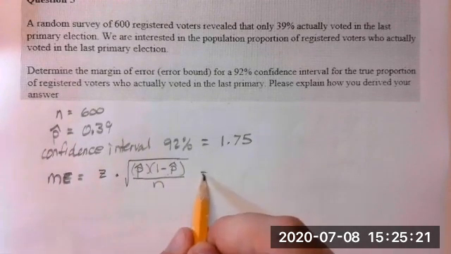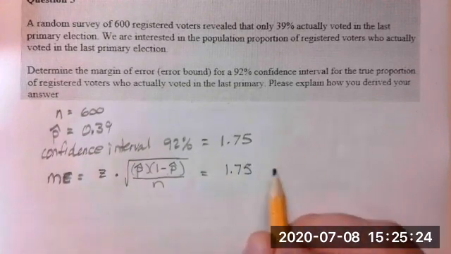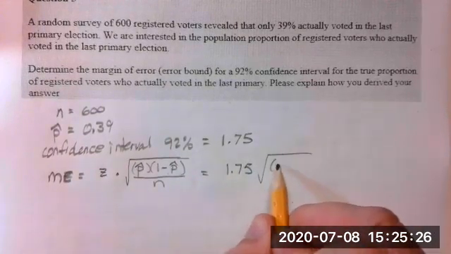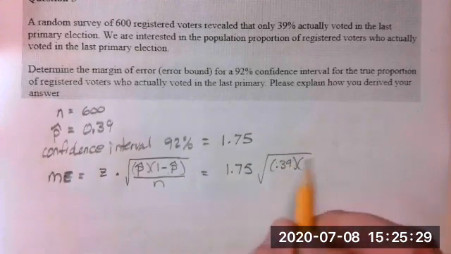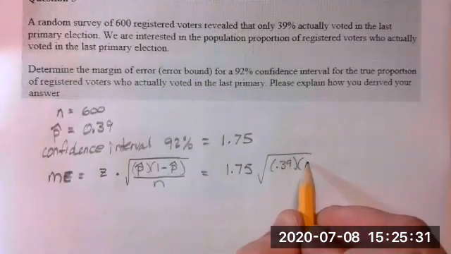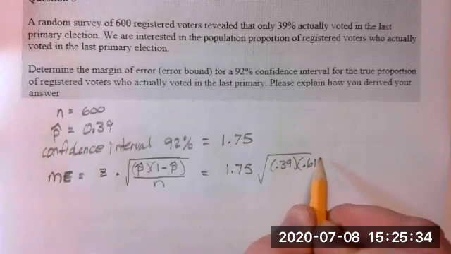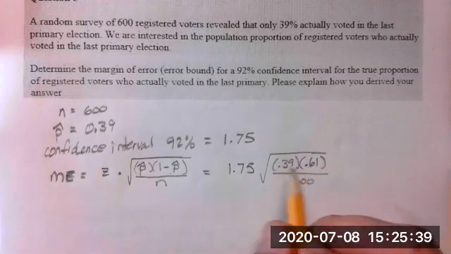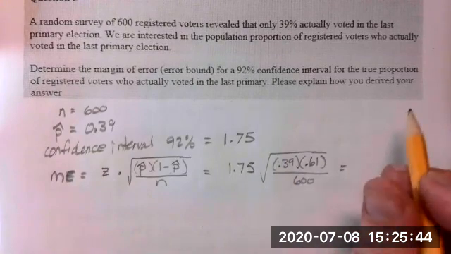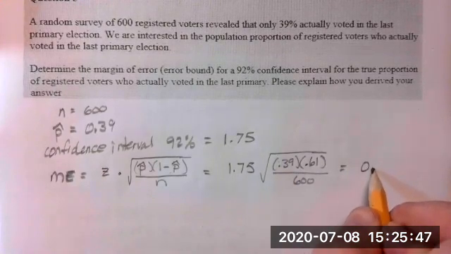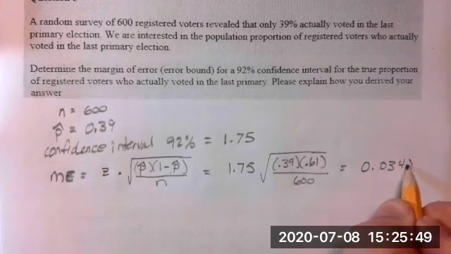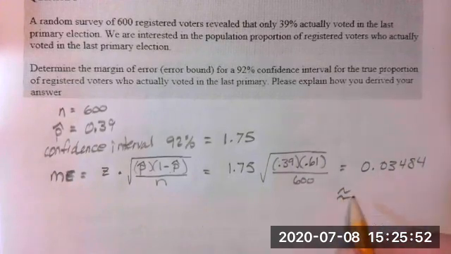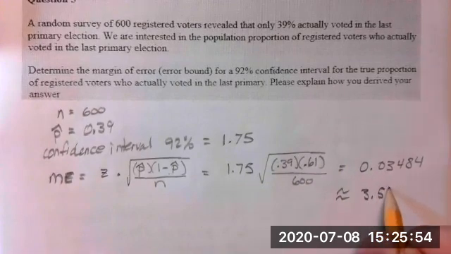Okay, so in this case, we're going to get 1.75 times the square root of p hat, which is 0.39, times 1 minus p hat, so whatever's left over, that's 61, so 0.61, divided by our sample size here, which is 600. And if we calculate that out, we get 0.03484, which is about 3.5%. So the margin of error is about 3.5%.